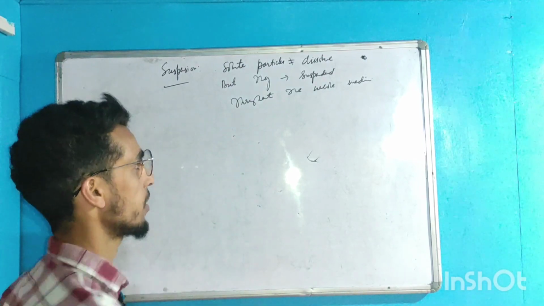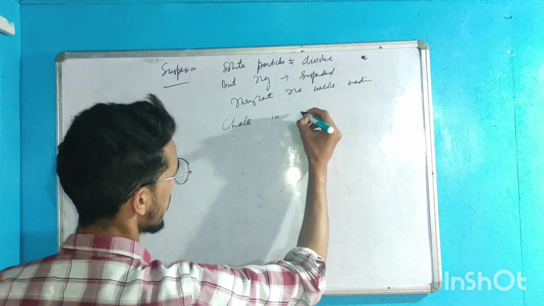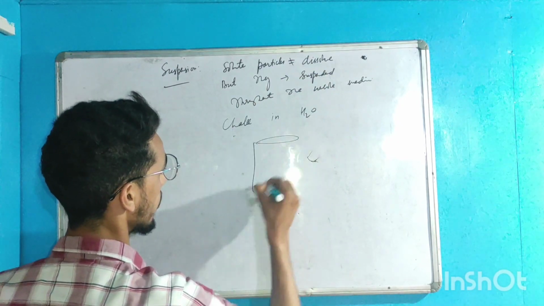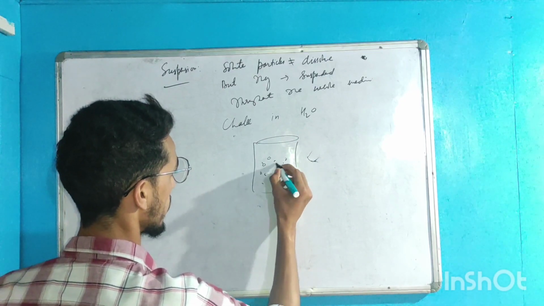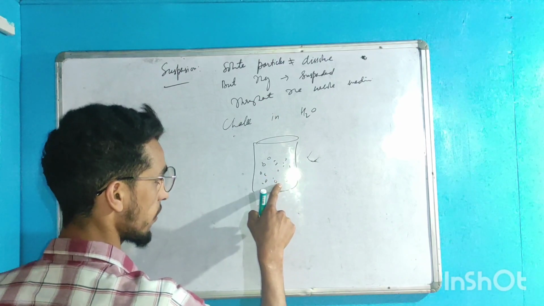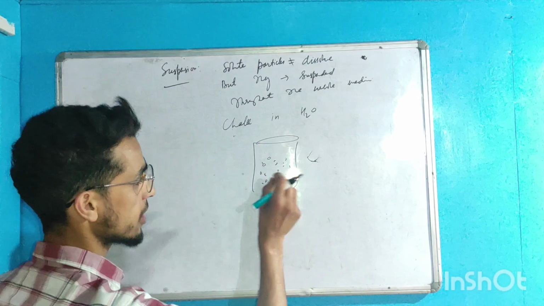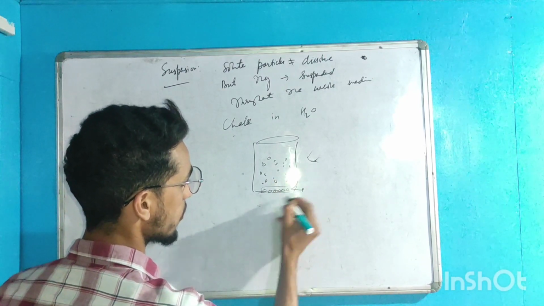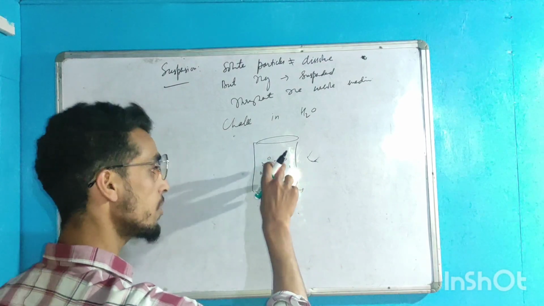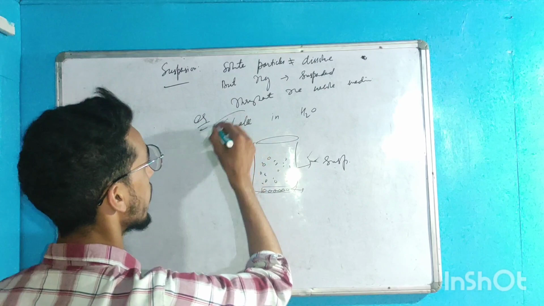Suppose we break down a piece of chalk. This chalk will not dissolve in water. In water, the chalk will remain suspended. So you can say neither has it settled down nor has it dissolved. There is no dissolution here and no settling down. They'll be suspended within the medium. So this is an example of suspension. Chalk in water is the example.